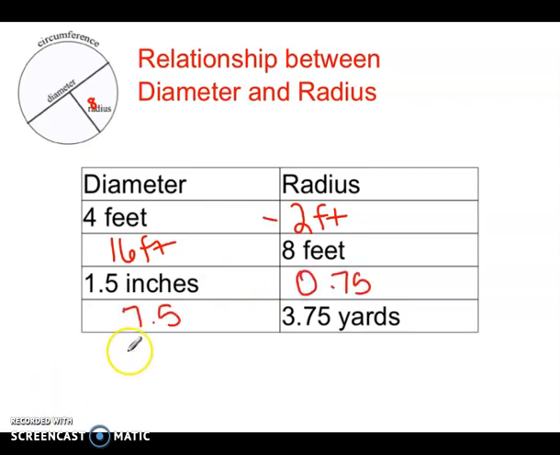So hopefully you remembered, you take the diameter and divide it by 2 and get the radius. So the radius would be 75 hundredths inches. And if you're given the radius, you multiply it by 2 to get the diameter of 7.5 yards. Okay, and you can tell the relationship between radius and diameter just by looking at the diagram.